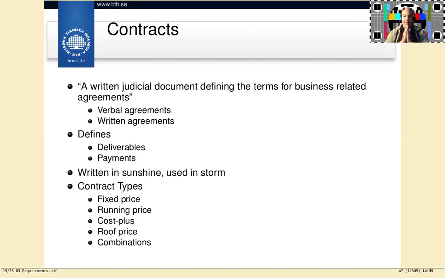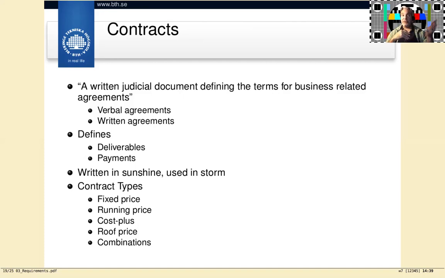Contracts. What should I say about contracts? It's a legal document, of course. It's an agreement between you and the customer. Now, verbal agreements are valid, so if you say something and the customer decides to hold you against it, then they have a right to do so, but it's difficult to prove, so you want it in writing.